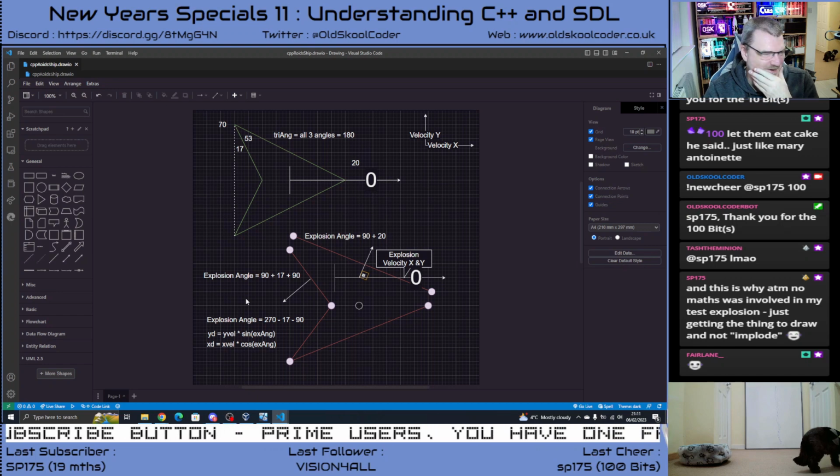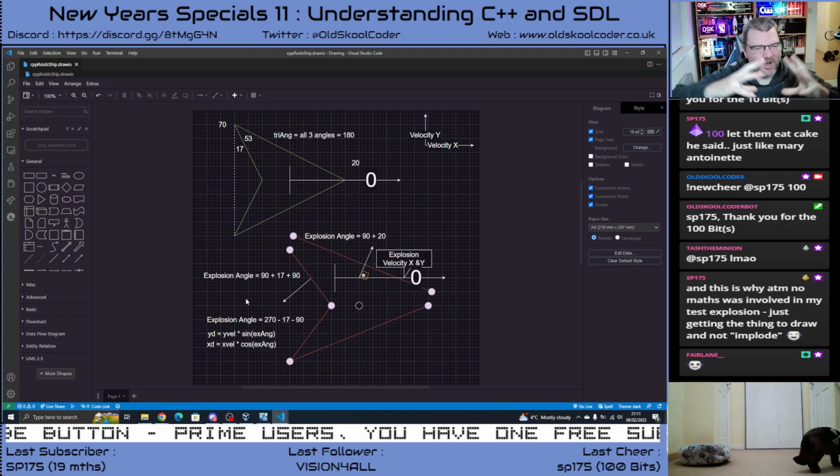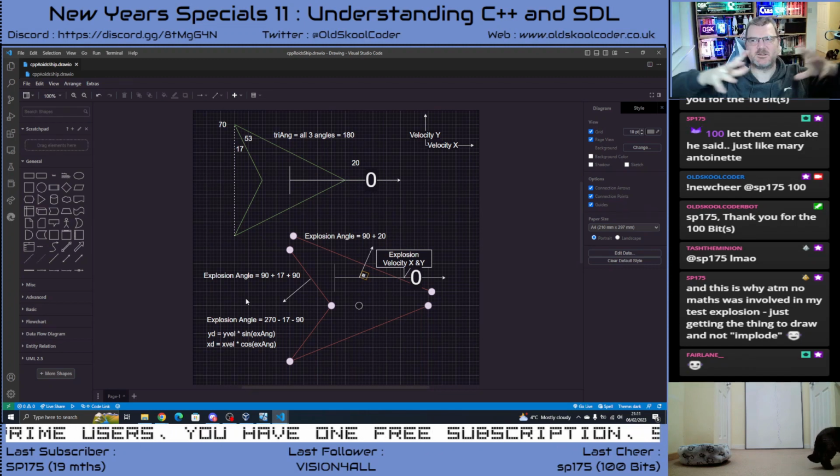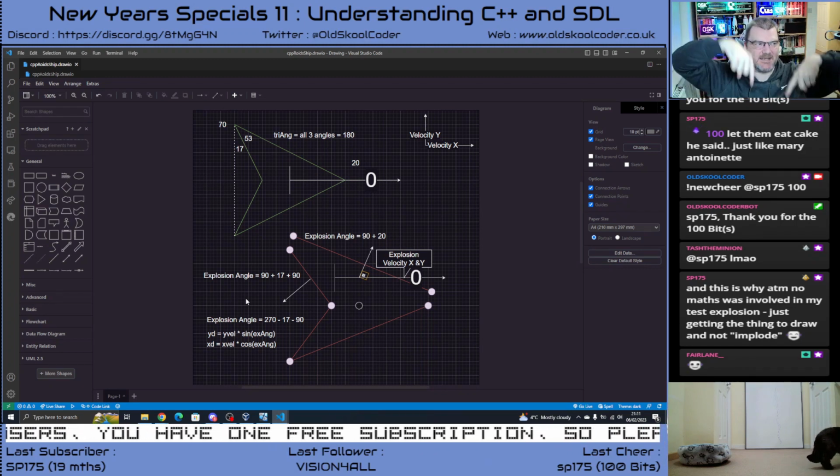And this is why you had no maths in your test explosion. Well, what I wanted was the sides to explode away from its center, yeah?